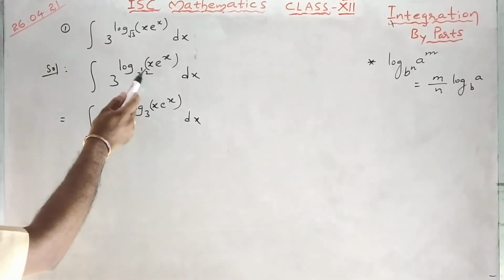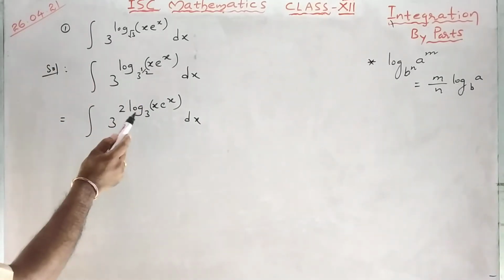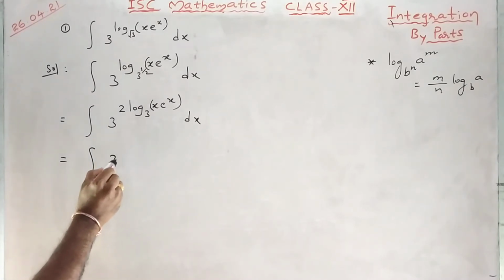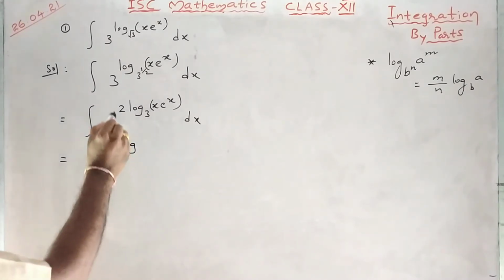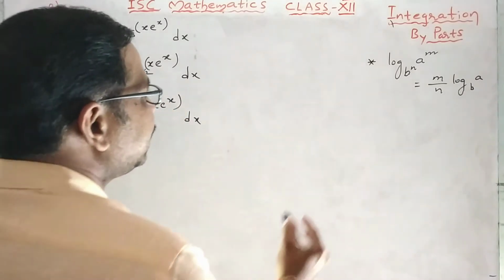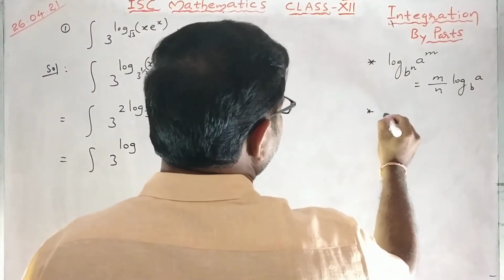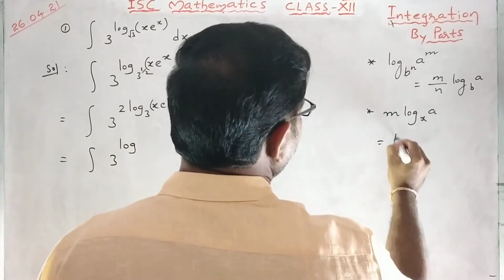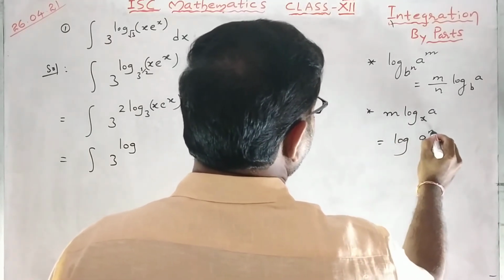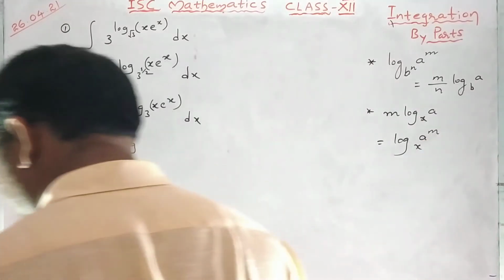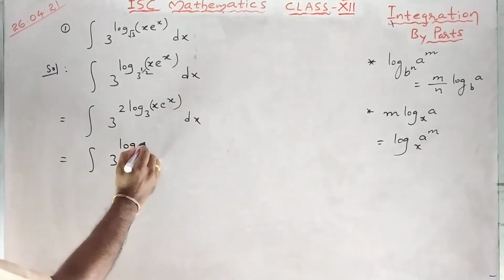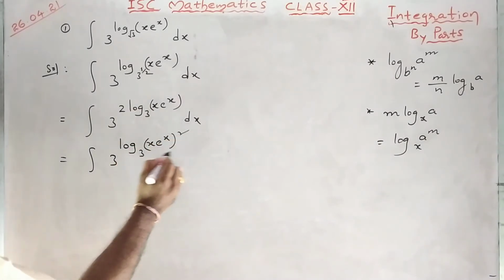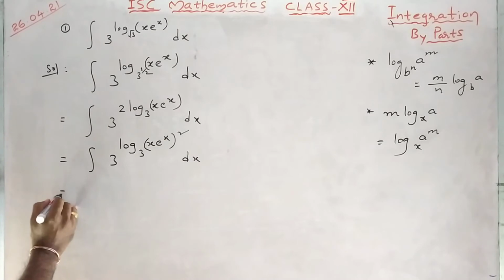So, here we have 1 by 2. 1 by 1 by 2 means 2 will be there. So, integral 3 power log, this 2 also we can take into the power, m log a to the base x equal to log a power m to the base x. So this 2 can go to the power: x e power x whole square to the base 3 dx.